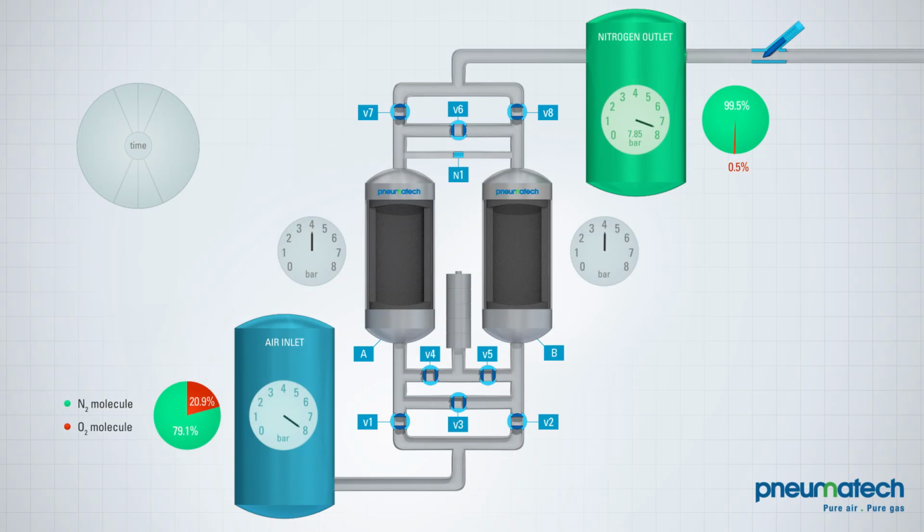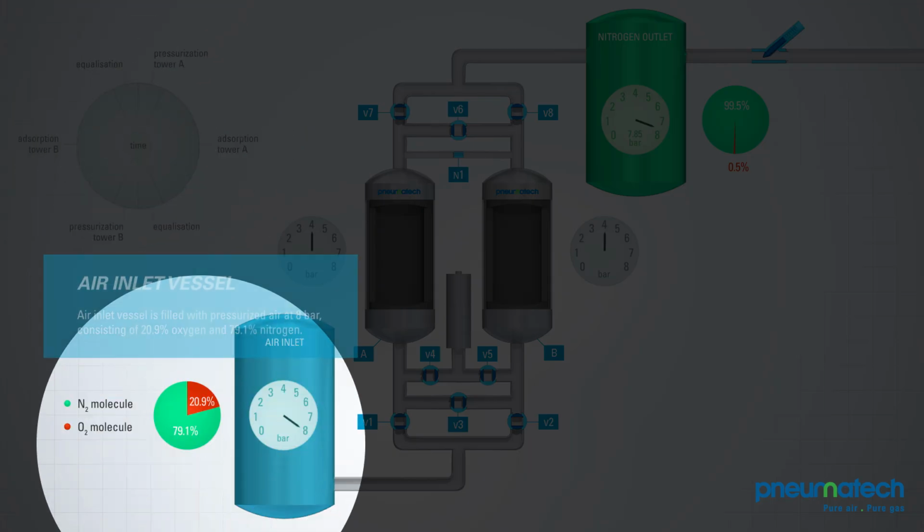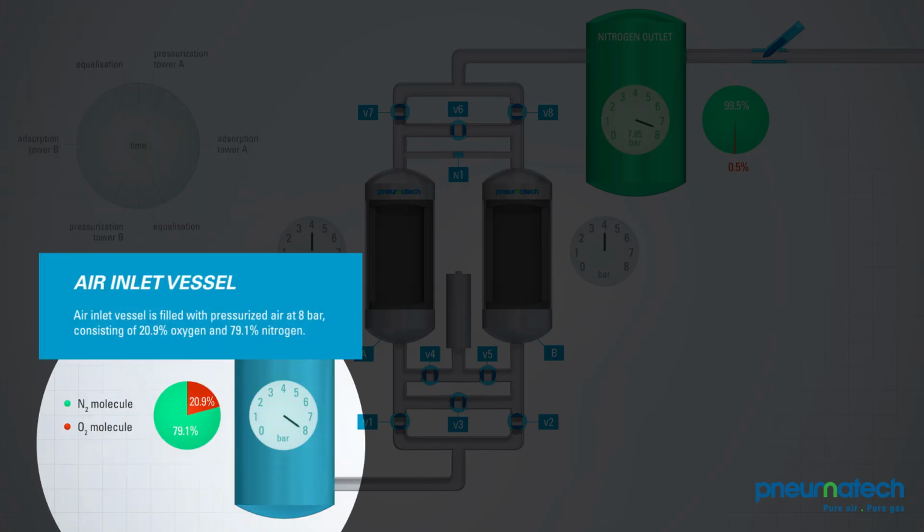This animation explains the working principle of the nitrogen generators. The pie chart on the left shows each of the 6 stages of the nitrogen adsorption process. The first part of the installation is an air inlet vessel filled with pressurized air at 8 bar. Air normally contains 20.9% oxygen molecules and 79.1% nitrogen molecules.